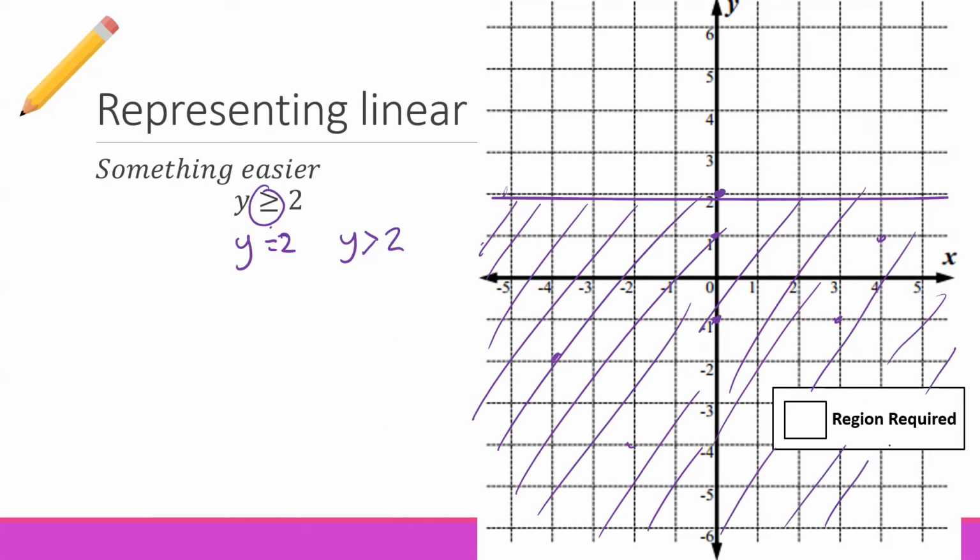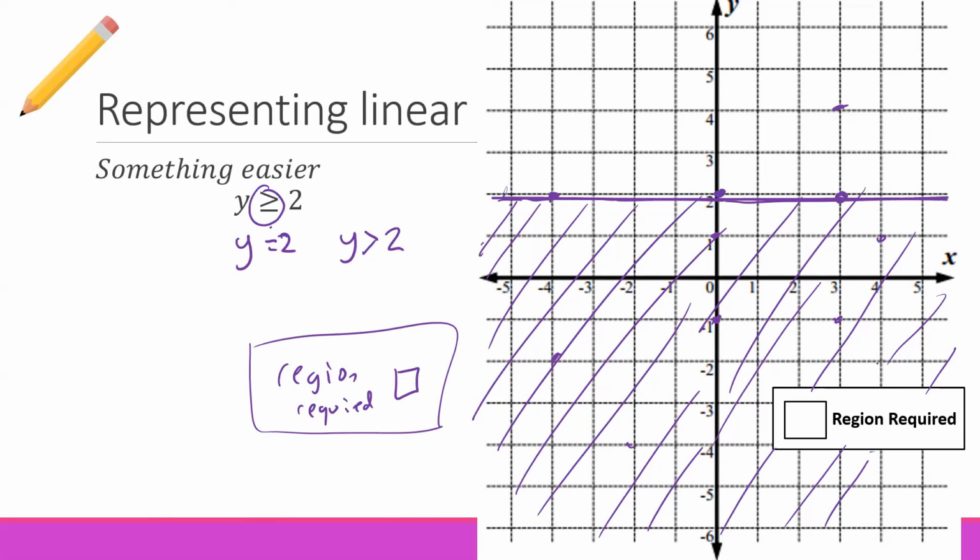And then you should do a legend. Just write "region required", and you're going to do a box like that, and there's nothing in the box to say this blank region is the region we care about. But because we've got a solid line here, just another emphasis, that means that this is in the region required. So is this. So is this. All those points are in the region required because they have y is greater than or equal to 2.